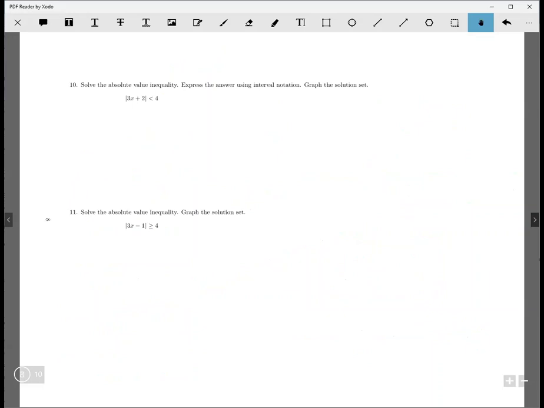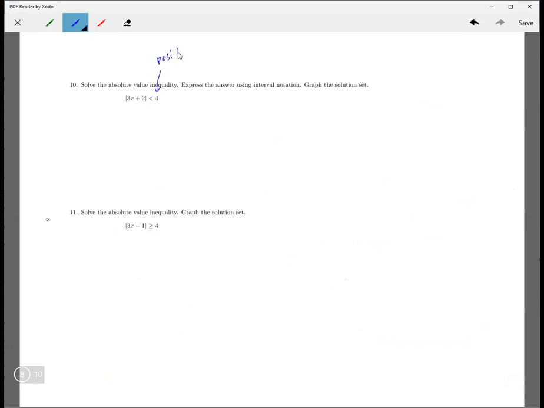Okay, two more problems to go. And this is absolute value inequalities. Let me show you how to handle these. Okay, so you have absolute value less than or equal to some positive number. So it's important that this is a positive number right here, because if it's negative, then you're going to do it differently. That's also positive.